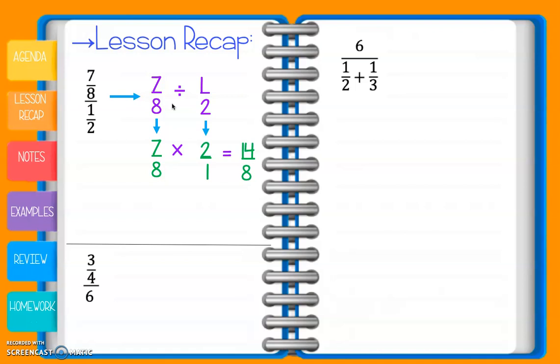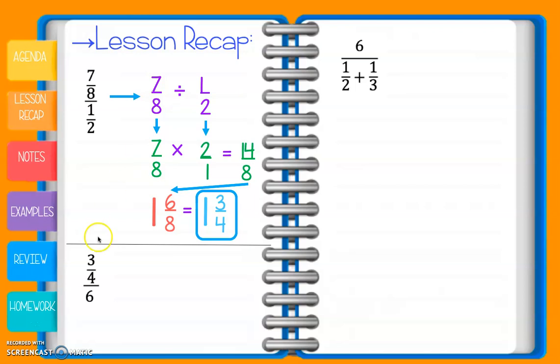Now we can't leave it that way. That's an improper fraction, so we have to turn that into a mixed number. 8 goes into 14 one whole time with 6/8 remaining. So we can simplify our 6/8 to 3/4. We can divide both of those by 2. Our final answer is 1 3/4.